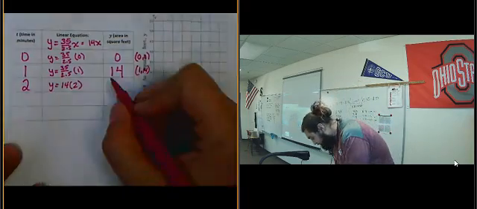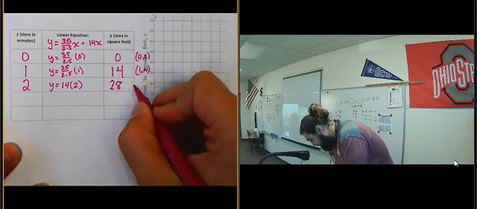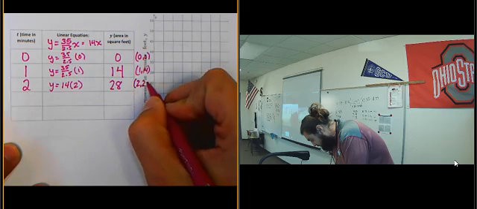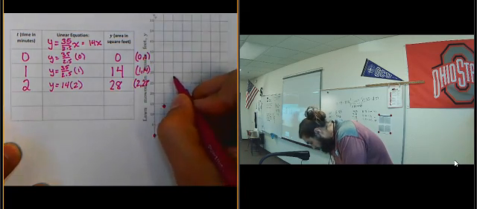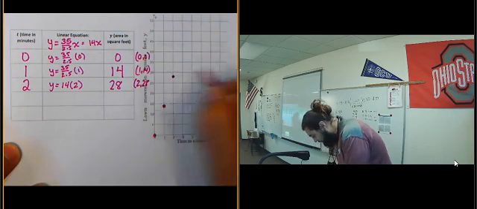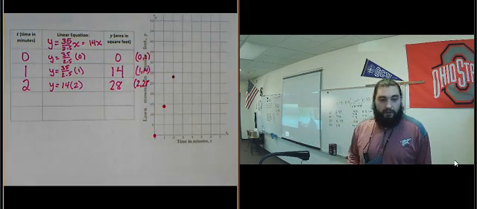14 times 2 is 28. So our ordered pair is 2, 28. And so we move one more space to the right, and in this case go up to, let's call it right about there-ish, 28. 2, 28.